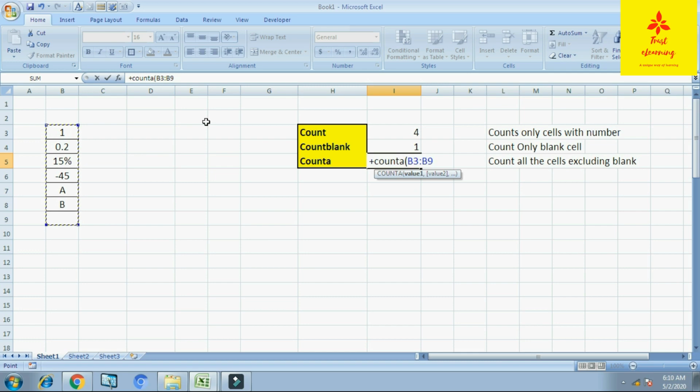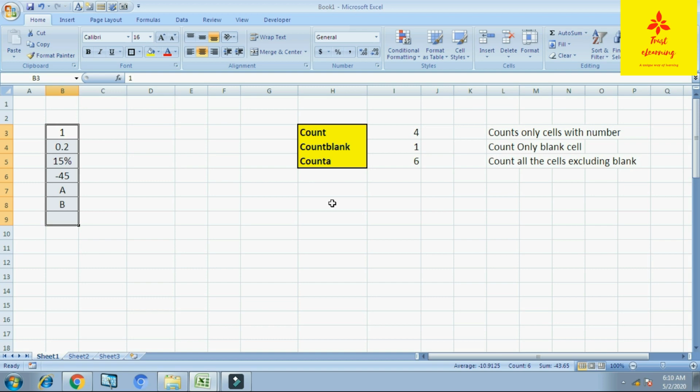I again gave a reference from P3 to P9. So yes, it's giving me an answer of 6. Out of these 7 cells, there is one blank cell, so it excluded that blank cell and gives me an answer of 6, which means that 6 cells are occupied with data, either numeric data or alphabetical data. Okay, this is how COUNT, COUNTBLANK and COUNTA functions work.